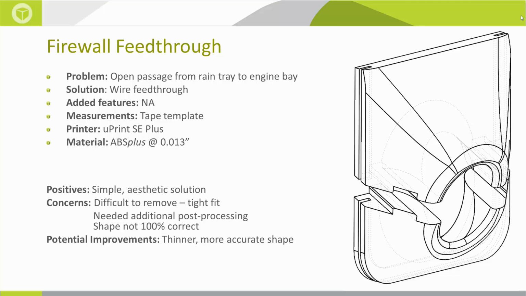Again, no real added features here. The measurements I took, I used a tape template, and I'm going to talk a little bit about that in the photos here. I basically used masking tape to create a template on the car and then used the calipers on the masking tape. This was printed on the uPrint using ABS material at 13 thousandths slice height, which is the most coarse slice height that we have available. The reason I did it most coarse is because I was under kind of a time crunch.